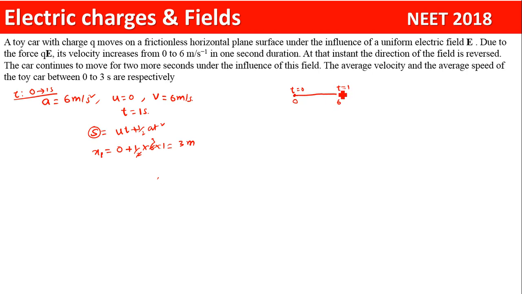Now the polarity or direction of the electric field has been changed. The toy car has 6 meter per second, but since it is already having some velocity, it will become 0 meter per second with the same deceleration. That means in 1 second, from t is equal to 1 second to t is equal to 2 seconds, the same 6 meter per second should go to 0, because acceleration was 6 meter per second square in the previous duration. Here it should be minus 6 meter per second square. So that's the reason.